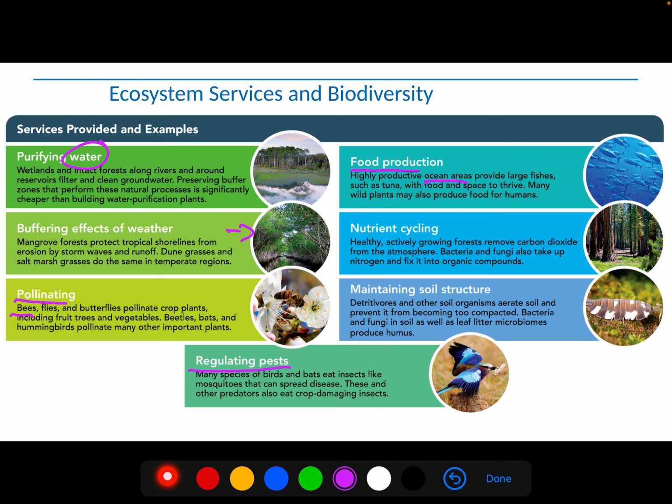Ocean areas provide large groups of fish to hunt, and to fish for, and for humans to eat. Nutrient cycling is important because bacteria and fungi take up nitrogen and fix it into organic compounds. And then soil structure. Detritivores and other soil organisms aerate the soil, which means make it richer and get nutrients and prevent it from being too compacted. Get some air into there. Bacteria, as well as leaf litter, produce humus, which makes the soil rich and able to grow crops.